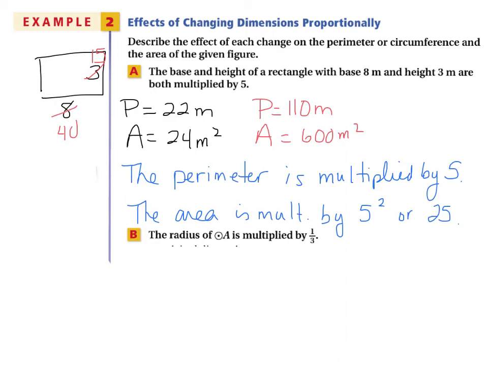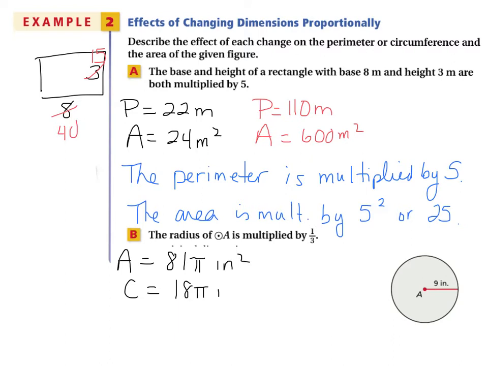Part B, the radius of circle A is multiplied by 1/3. So we're going to draw a picture. Actually, the picture is part of the problem, but I did not put it down here. So let me put the picture here, and there it is. So we have our circle. The first thing is, don't plug anything in for pi, just leave it the way it is. So the area is going to be 81 pi inches squared, and the circumference is just 2 pi times the radius, so this is just going to be 18 pi inches.